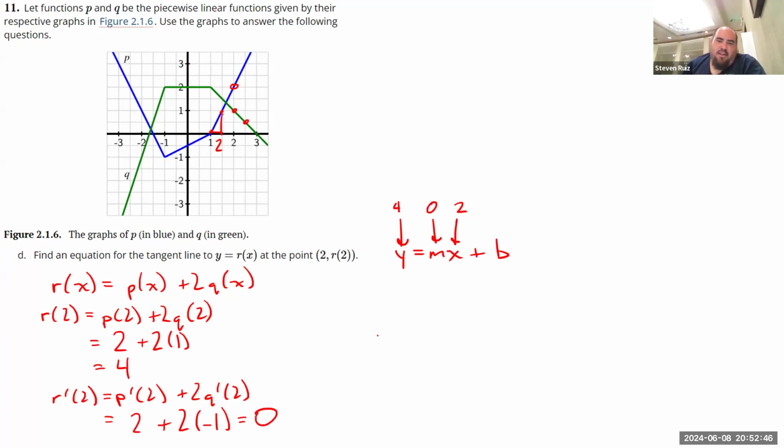So I basically have a horizontal line. So what's that horizontal line going to be? Well, essentially what we're going to have is this. 4 equals 0 plus b. So b is equal to 4. My tangent line is a horizontal line at y equals 4.